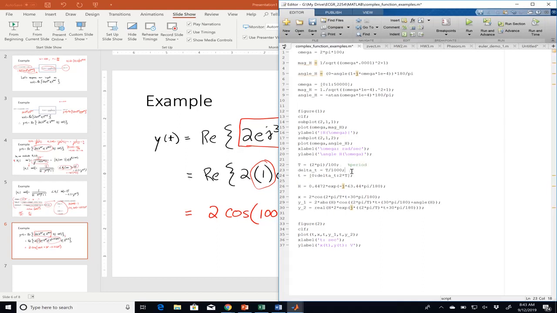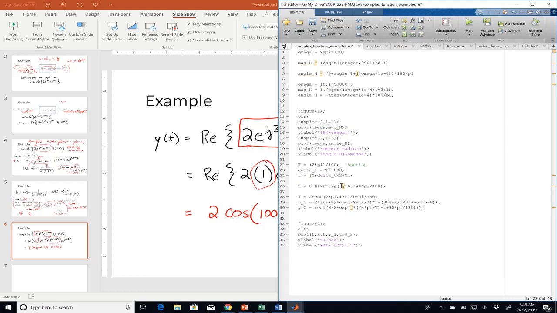And then here, this is my delta t, this is my step. What I'm saying is I want 1,000 points in a period. So my step is basically t divided by 1,000. That's going to give me effectively 1,001 points in a period, but it's close enough. And I'm going to do this from 0 in steps of delta t up to 2 times t, which means I'm going to plot this over 2 periods.